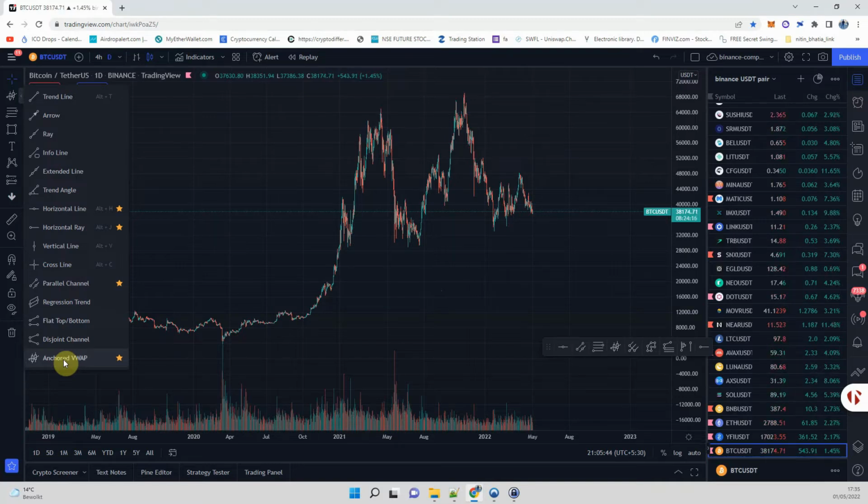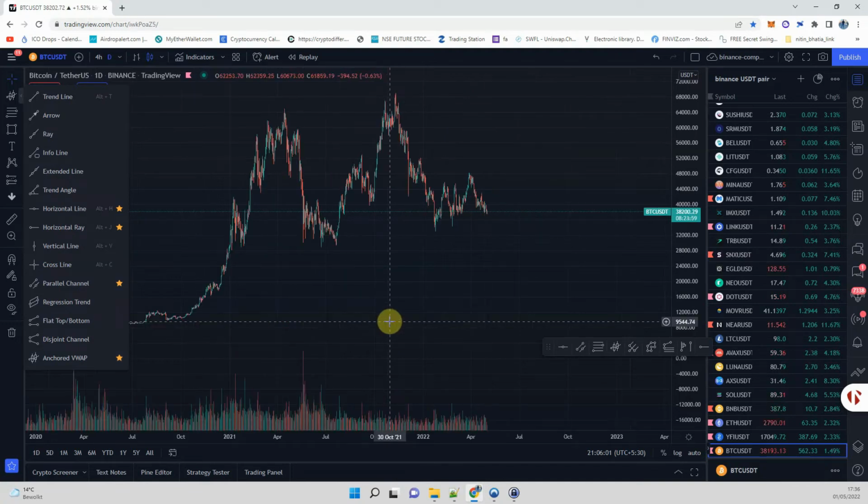If prices are below the Anchor VWAP, then it is considered bearish and you always look for the short opportunity. If prices are above the Anchor VWAP, then it's considered bullish and you always look for the long opportunity. So let's see with the help of an example.